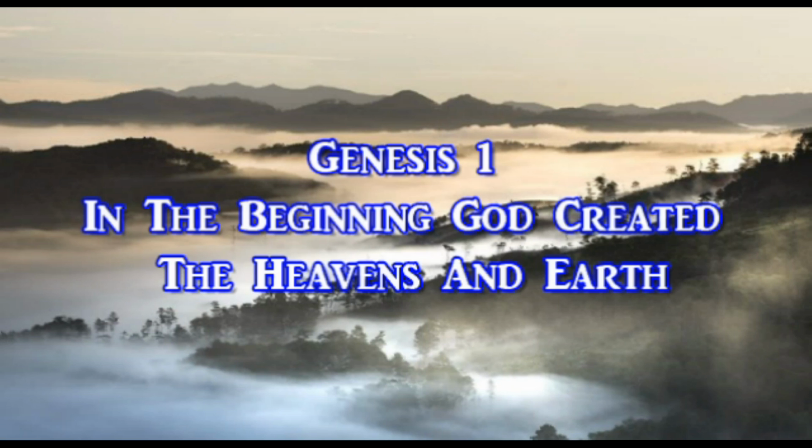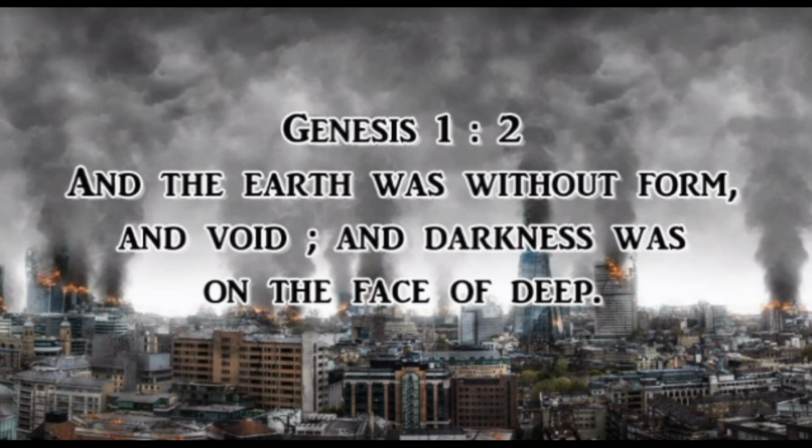The best way to explain it is, in this first sentence, it says, in the beginning God created the heavens and the earth, which means everything was in a perfect state. And then in the second sentence, all of a sudden we see earth was without form and void, and darkness was on the face of the deep.